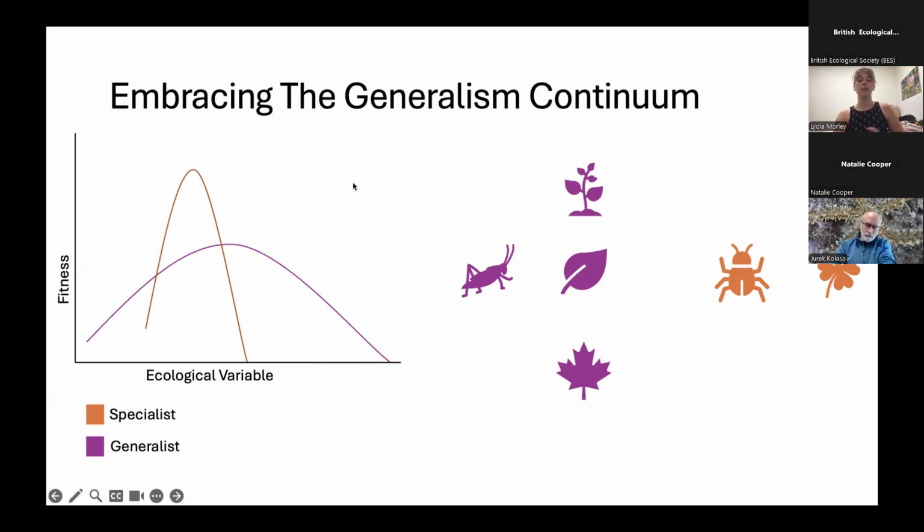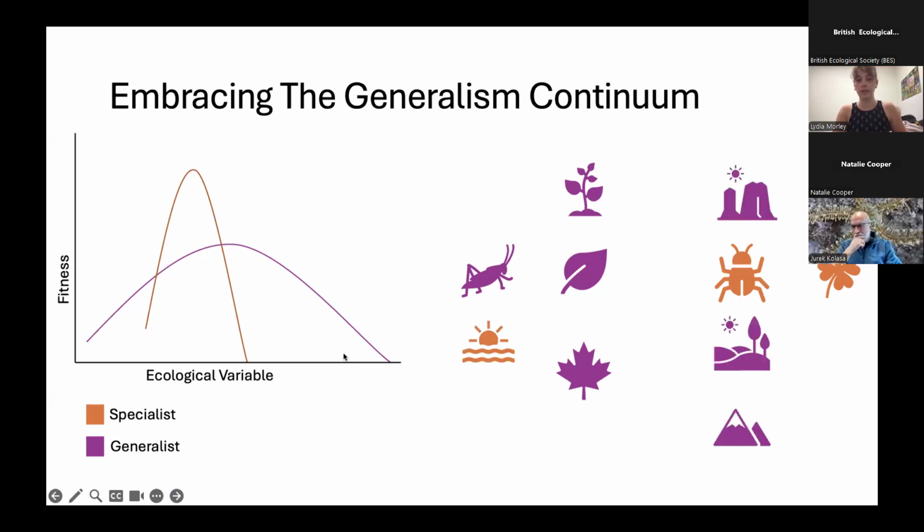A different but similar delineation I'm sure we're all familiar with is that a specialist has a very narrow niche while a generalist has a very broad niche. But even these categorizations can be based on arbitrary or vague characterization. Of course, a species might be a generalist in one aspect of its niche and a specialist in another aspect of its niche, and vice versa.